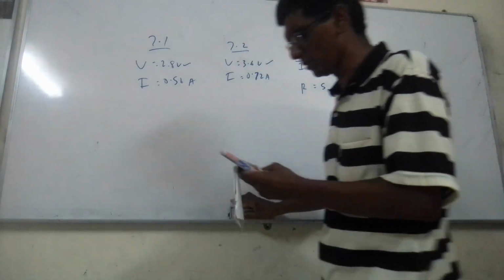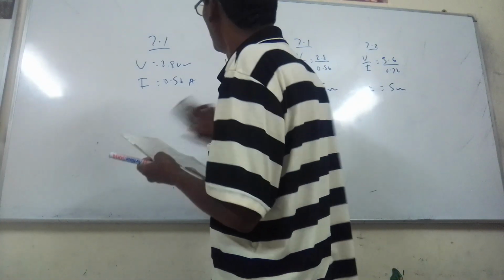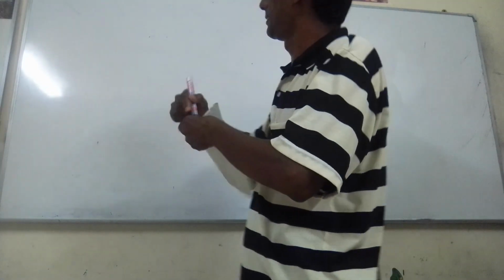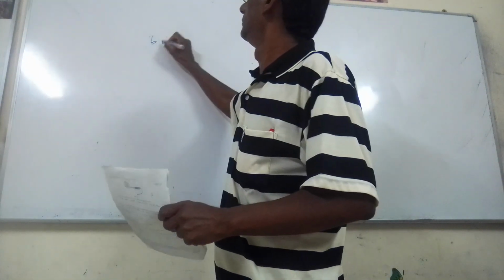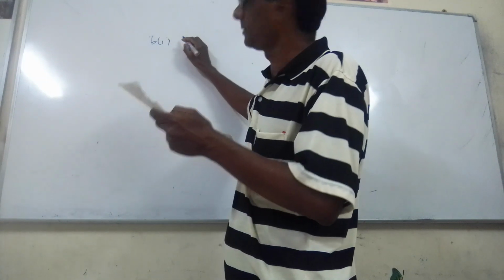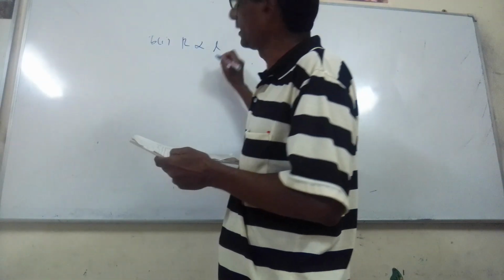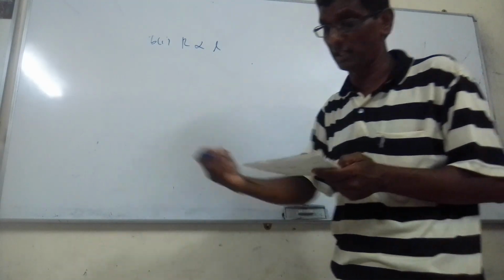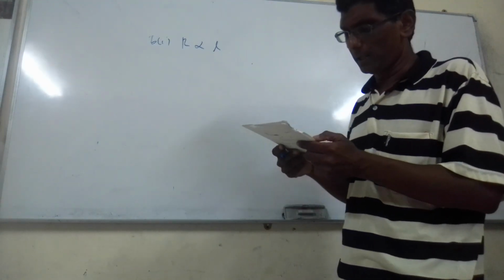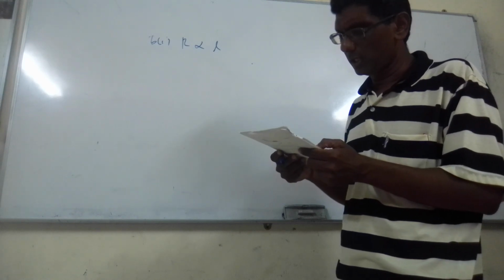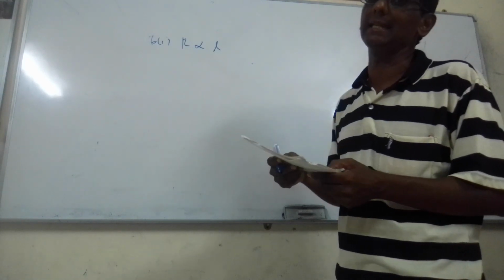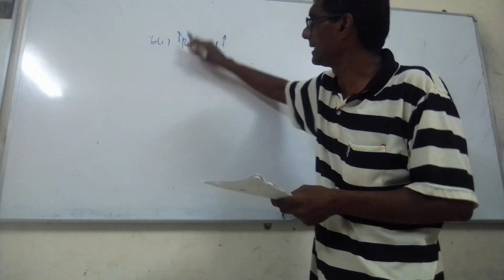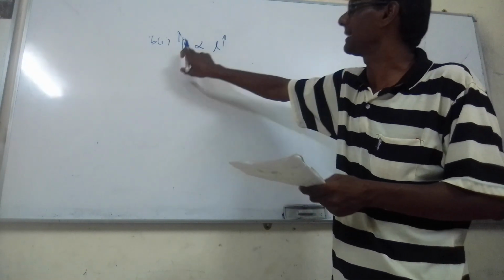Question B1, the length of wire and the resistance. Resistance is directly proportional to the length of wire. But you cannot just say directly proportional, you must say it like this: when the length of wire increases, the resistance increases.